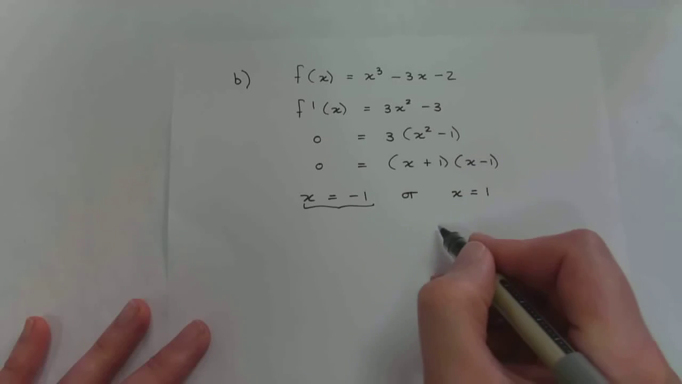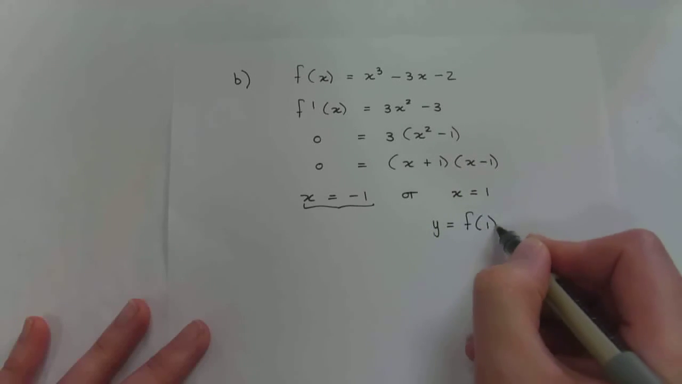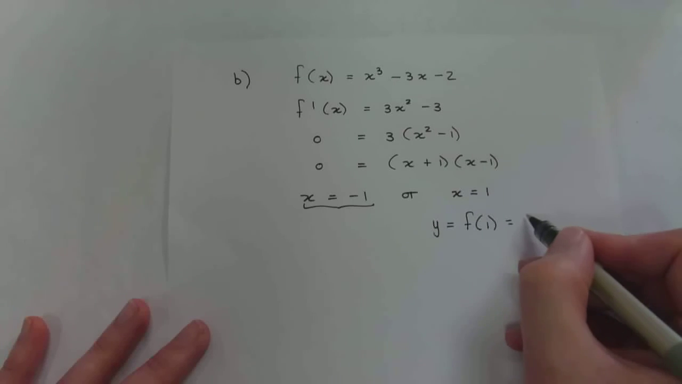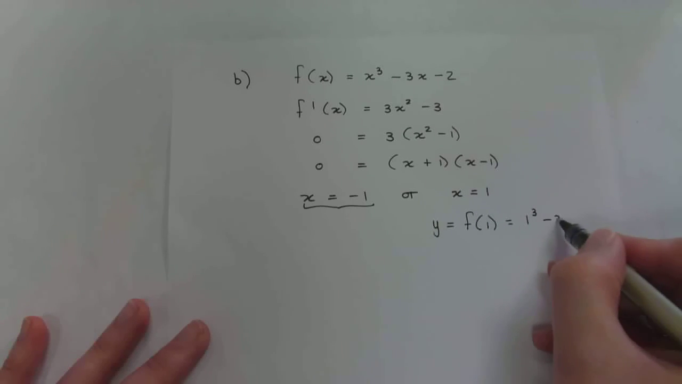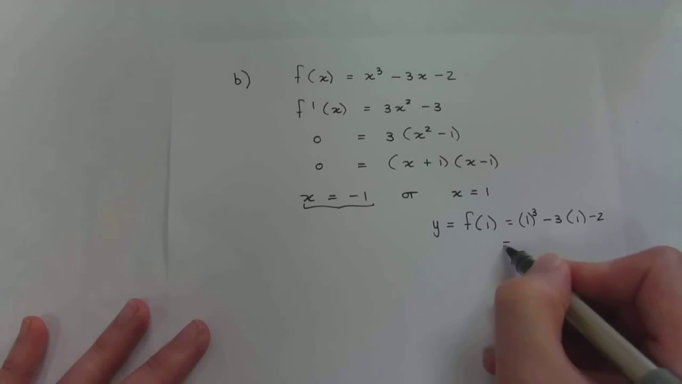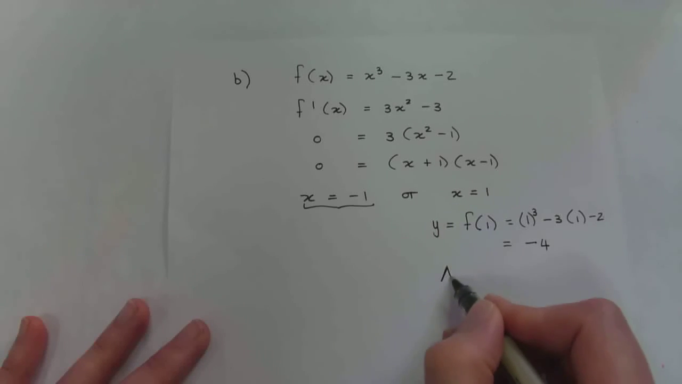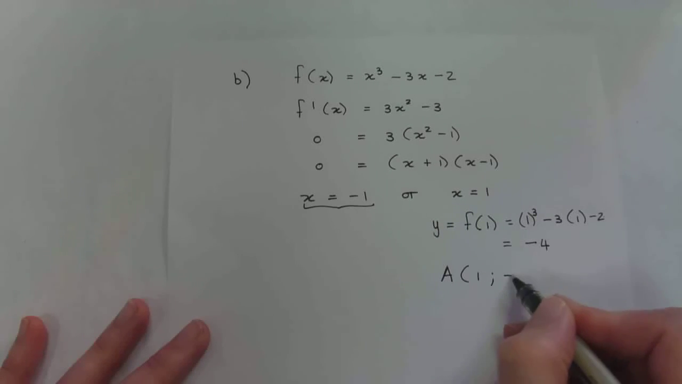So I'm going to continue with this, saying I need to get the y coordinate, which means substitute 1 into the original equation to get the y coordinate. So it's 1 cubed minus 3 times 1 minus 2. So this is going to be 1 minus 5, which is -4. So A has the coordinates (1, -4).